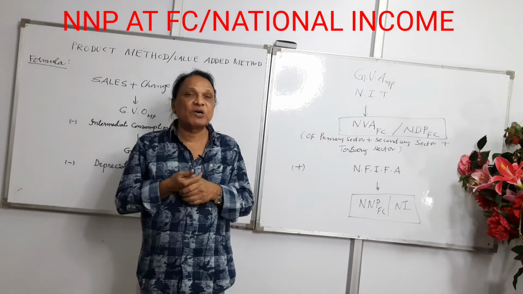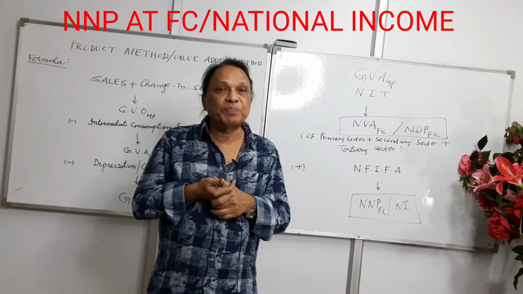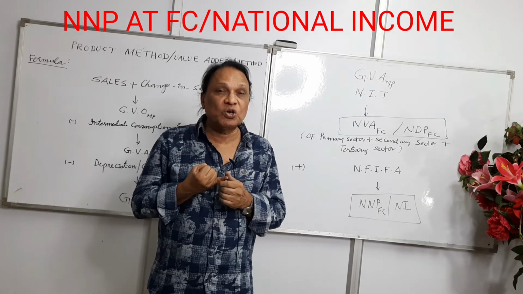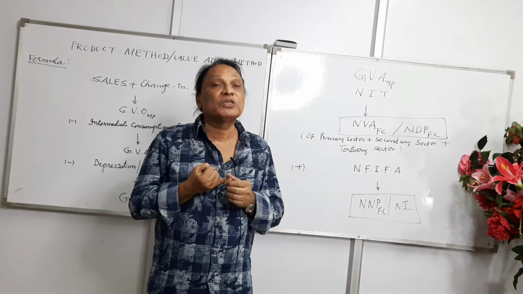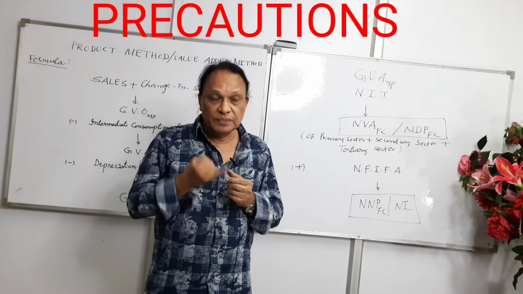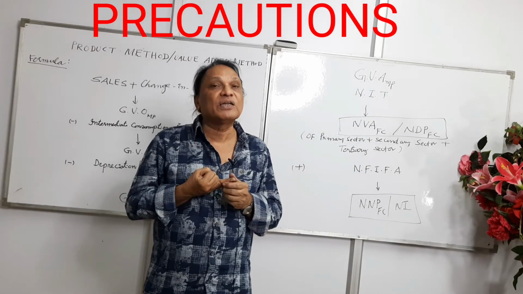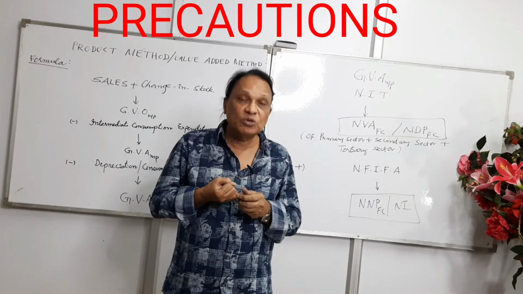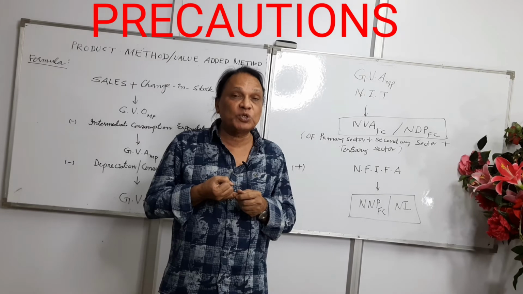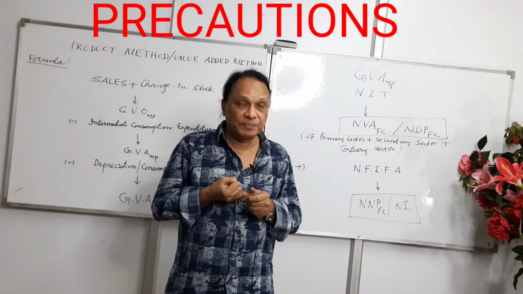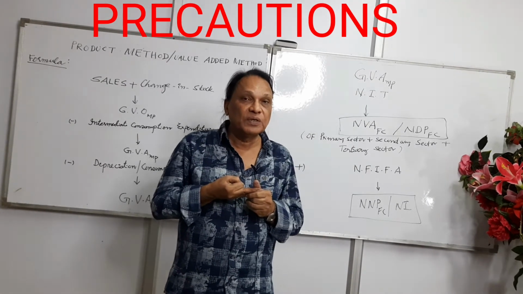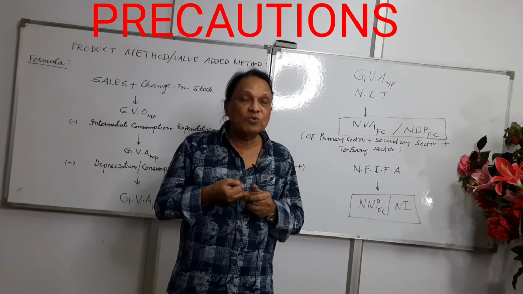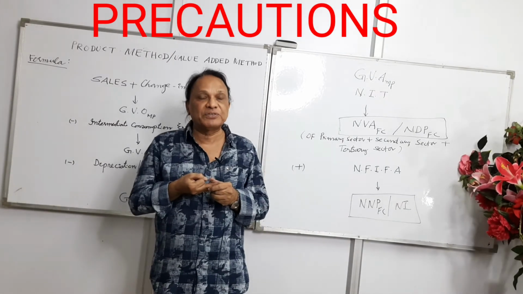Later, we discussed the precautions of the product method. Let's refresh your memory once again. The first precaution is we should not take the value of second-hand goods, otherwise it leads to the problem of double counting. Number two, we should take the value of only final goods. That's why the national income definition is the total money value of all final goods and services produced in an economy in an accounting year. The third precaution is sale and purchase of second-hand goods should not be included, because their values have been included in the year they were manufactured.